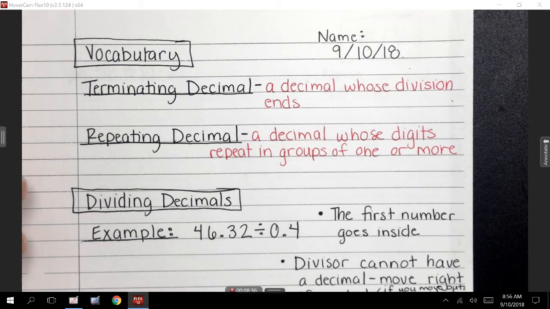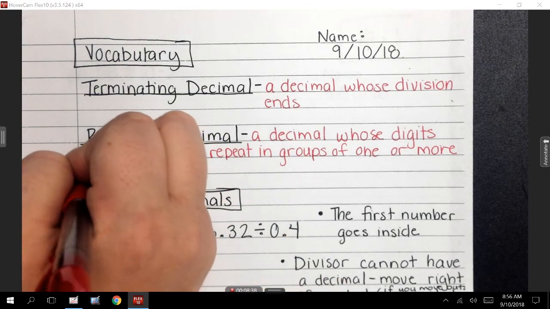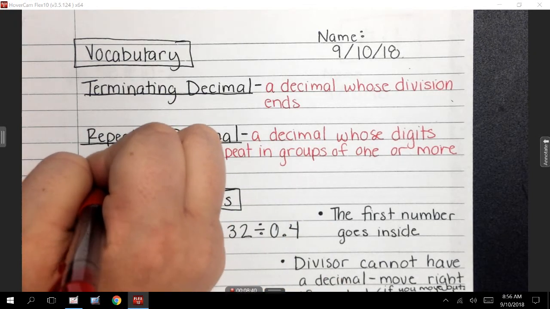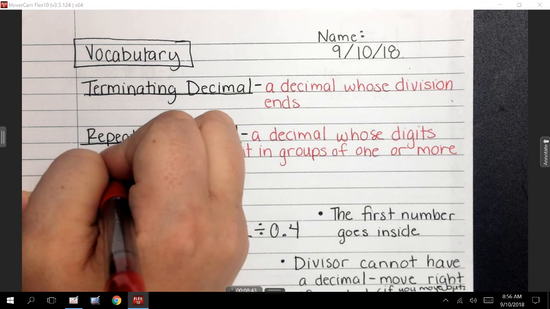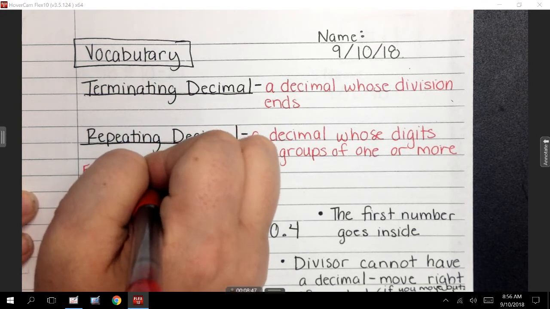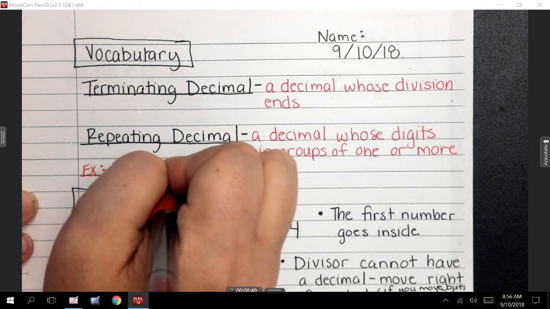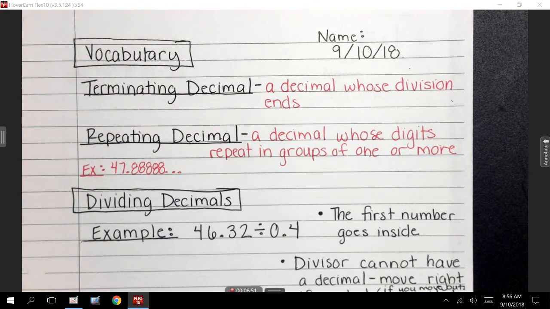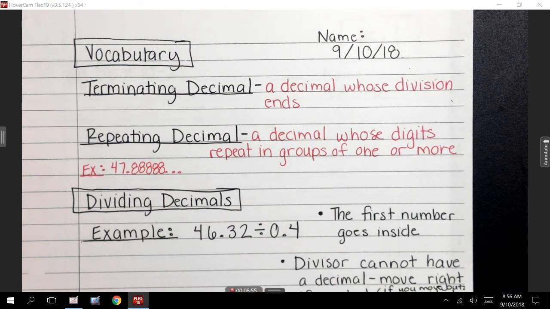All right. So here's some examples real quick. Some examples of what this might look like. So, I might have 47.88888. Now, guys, in the English language, if something continues, we would just put a ... Now, y'all know math is its own language, right? Have y'all ever realized that? Math is literally its own language.